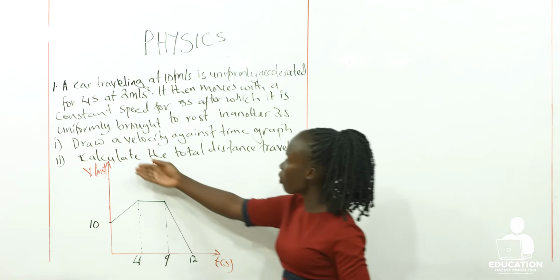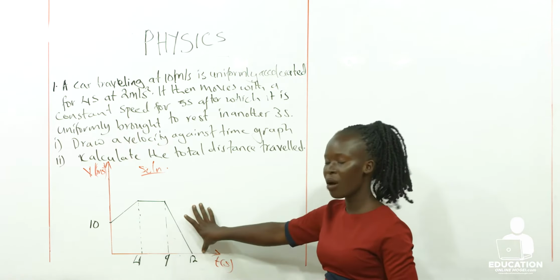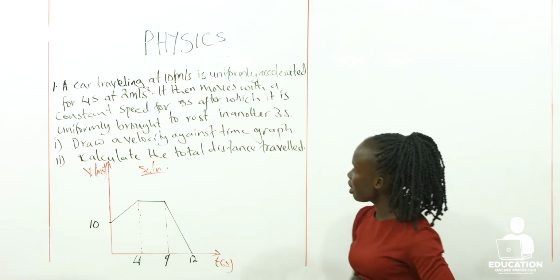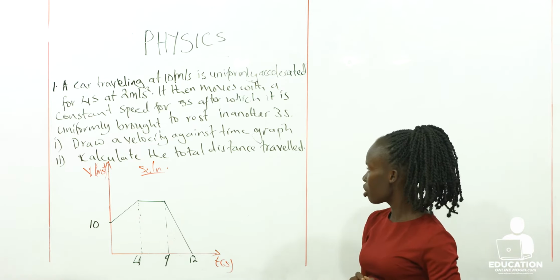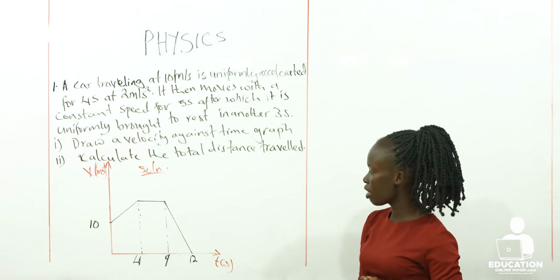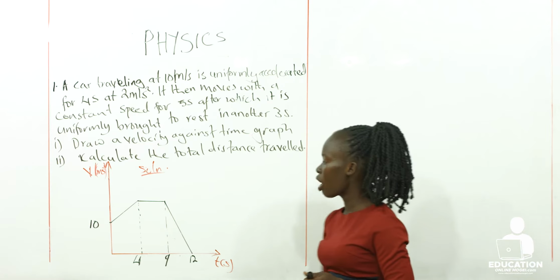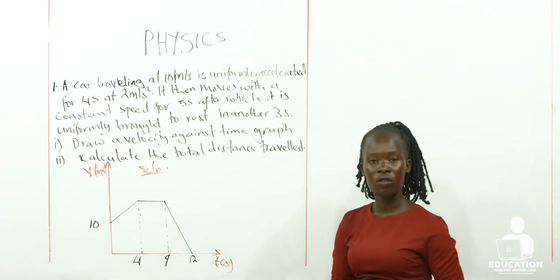Because our Roman 1 was telling us to draw a velocity against time graph, and this is our velocity against time graph. So what is it telling us? It wants us to find the total distance traveled. How shall we find the total distance traveled here? You see that you have to divide your motion into stages.